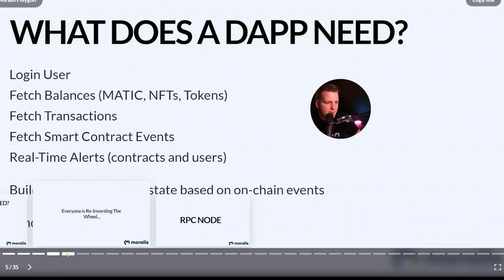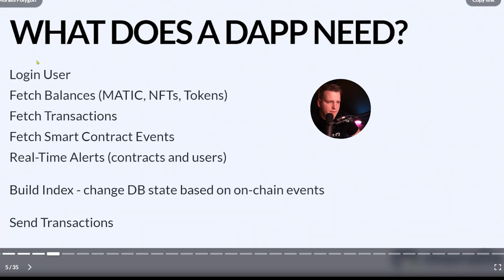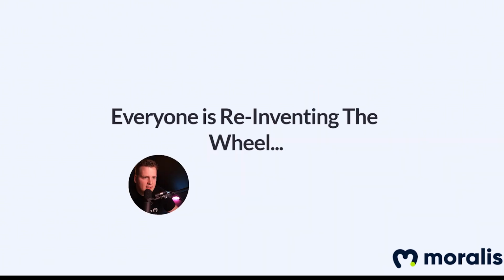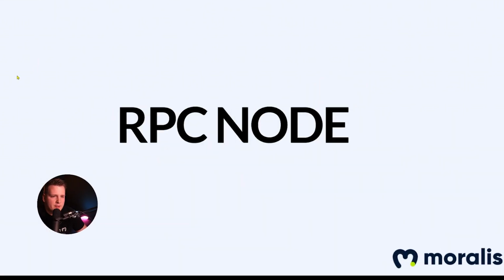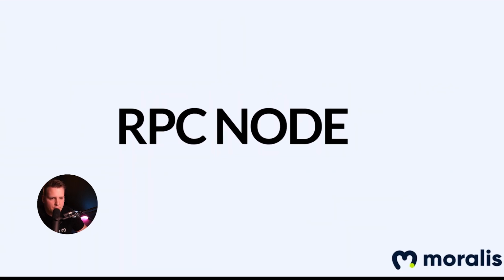But the mistake many people make is that they reinvent the wheel. Each and every time you need to build a dApp, you start from scratch figuring out how to do all of this because all dApps need this. So everyone right now is reinventing the wheel. Everyone is doing exactly the same things just to get started. And normally, people start by connecting to an RPC node. And this is the biggest mistake you'll ever make.